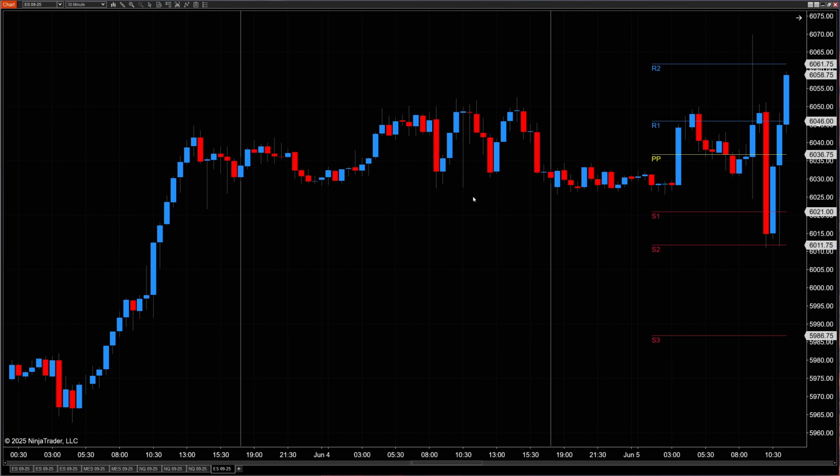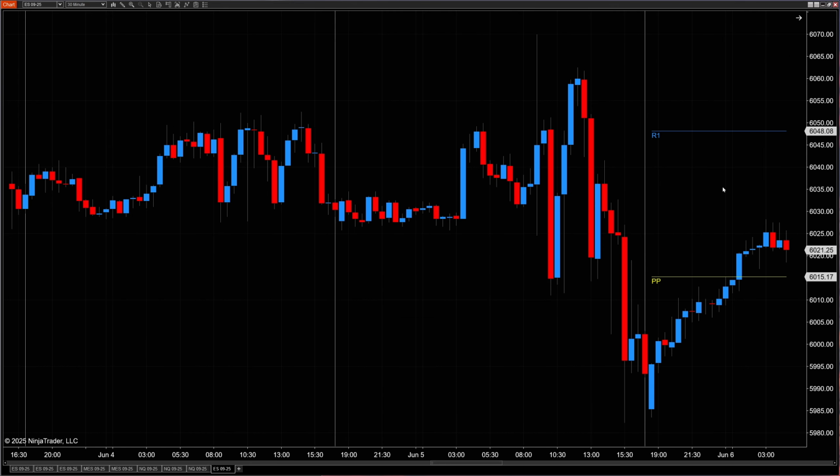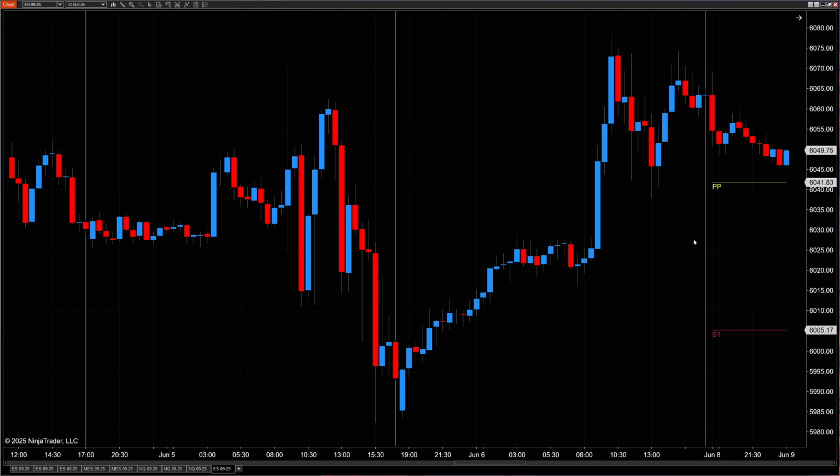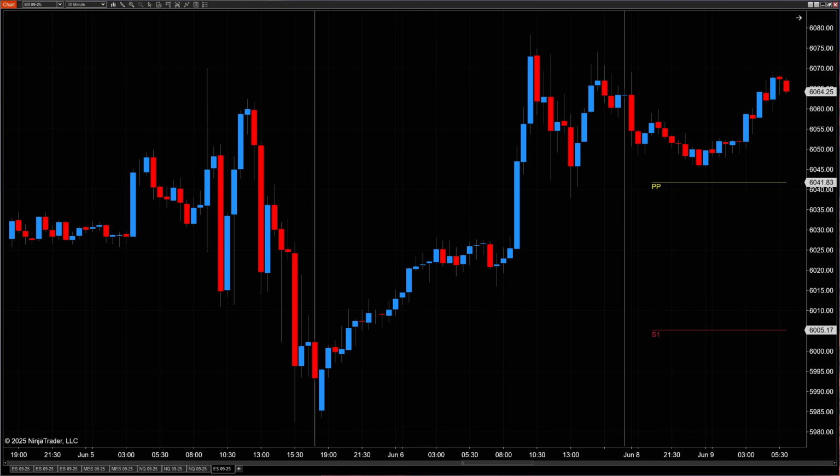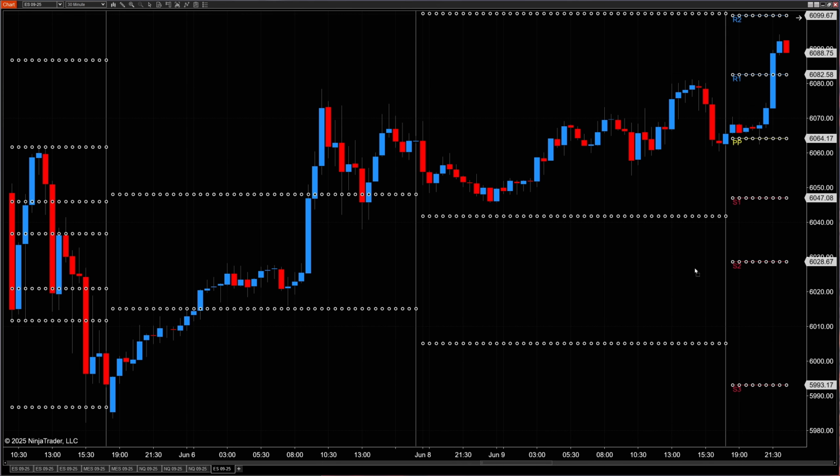Let's go ahead and continue to scroll. P point definitely hit on that day. P point was hit on this day right down here. P point was not hit on June 9th. So now we have 5 times where the P point has not been tested.